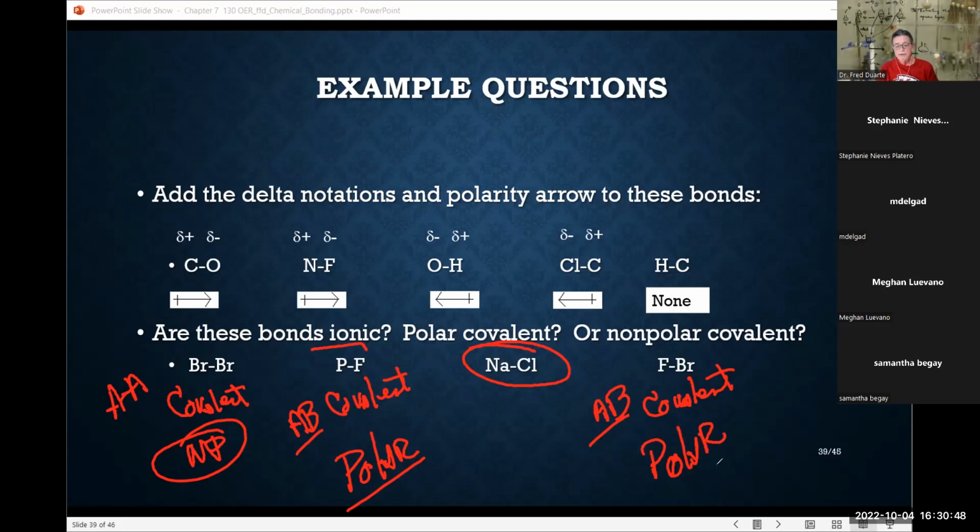Okay. And so the polar, you can tell here, we got who are polar. So we got ionic right here, sodium chloride. The phosphorus fluoride is a polar covalent bond. The fluoride and the bromide are a polar covalent bond. And the bromine is a nonpolar covalent bond. Okay.